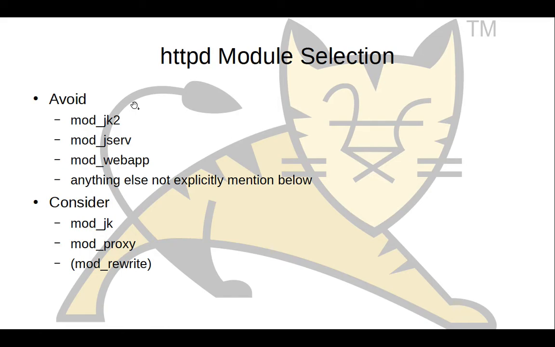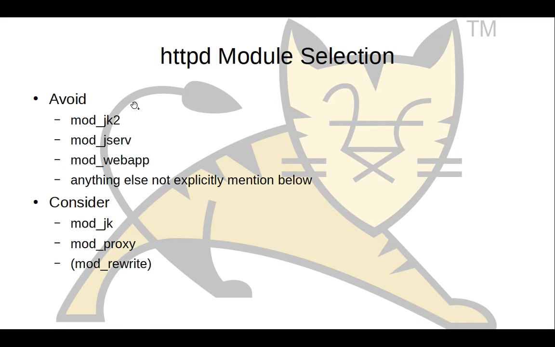So you will find references to mod_jk2, mod_jserv, mod_webapp. If you see anything involved with this, do not touch it with a barge pole. Run away, find something else. Those are all very, very old, no longer supported. I mean, mod_webapp and mod_jserv are so old that they weren't even in use when I started on Tomcat. jk2 started and finished again in the early days of my involvement. So they are very, very old, but you will still find lots of sites out there referring to them. So please don't use them.